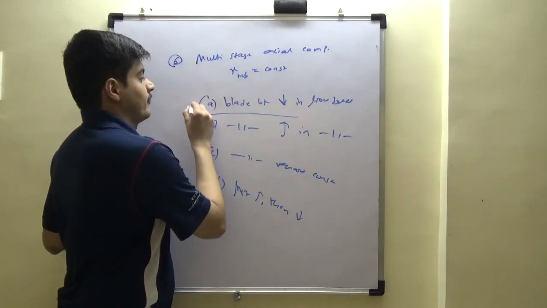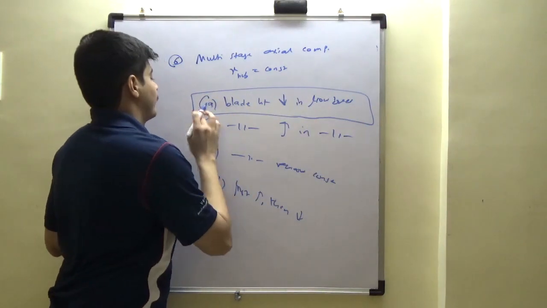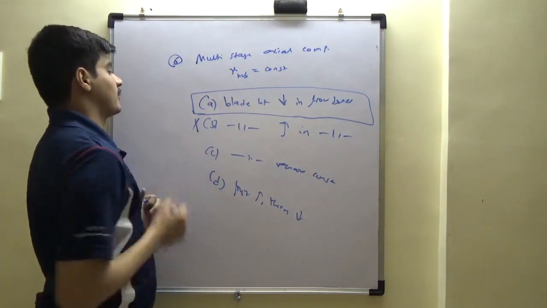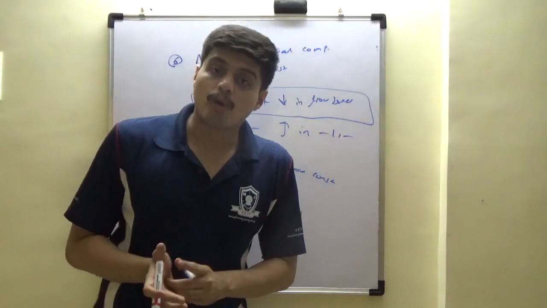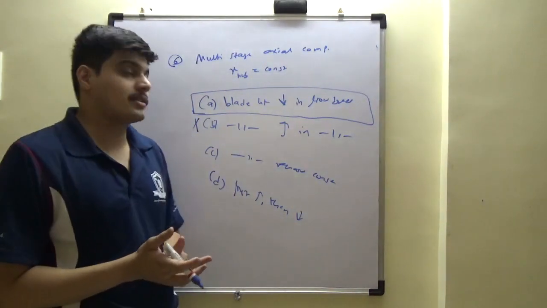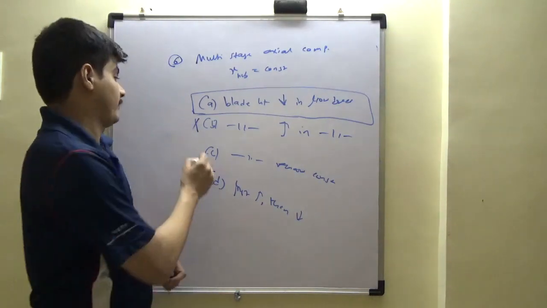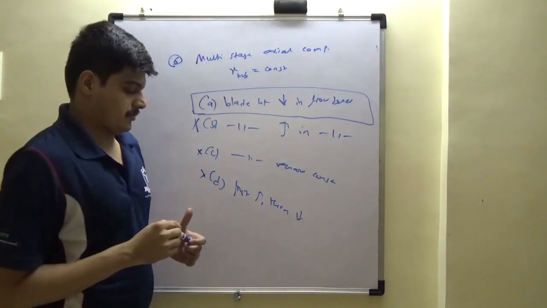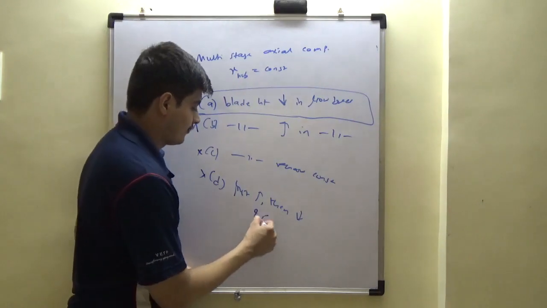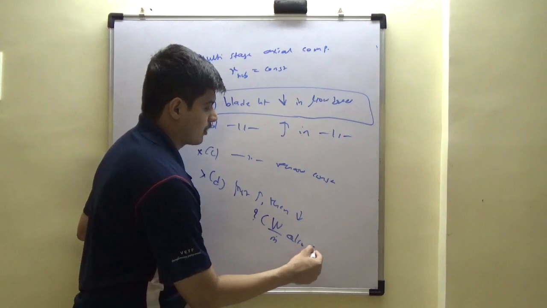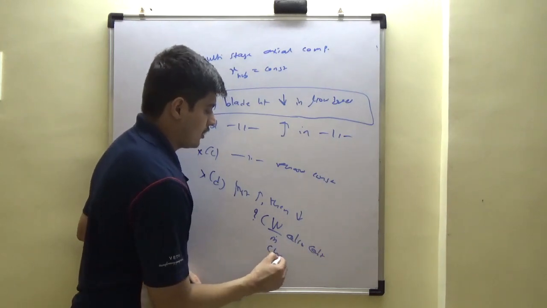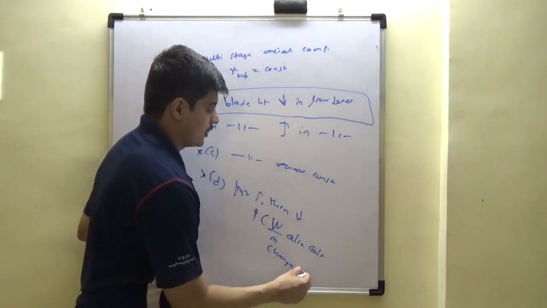Only ways, decreasing. If you keep increasing, more work will be imparted. More work means more density. More density means more mass flow. This is abrupt. Why? W by m dot cannot change sign.